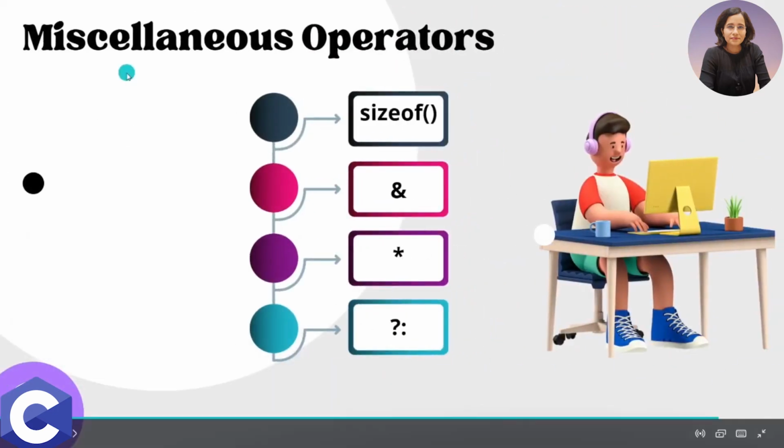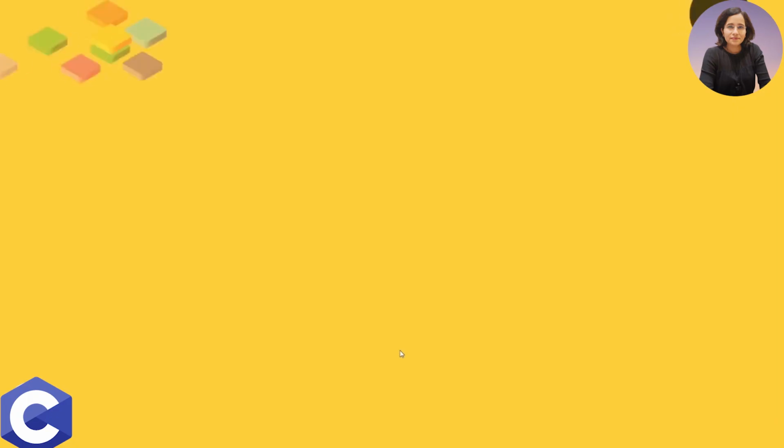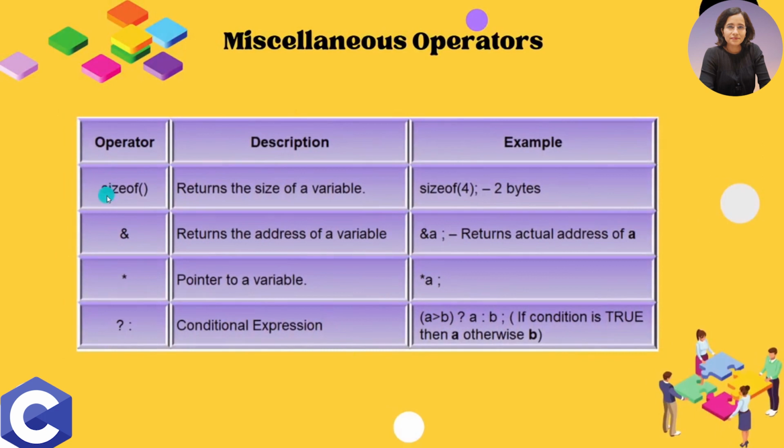Now let's understand some of the miscellaneous operators. First is the sizeof operator, ampersand, star, and one more we have, that is the ternary operator. So let's see how it works. First is the sizeof operator. It returns the number of bytes occupied by that variable. So here sizeof 4 gives 2 bytes because this 4 is an integer value and an integer value holds 2 bytes of memory. This is the ampersand operator, which returns the address of a variable. If we write ampersand of A, it returns the actual address or the memory location of A.